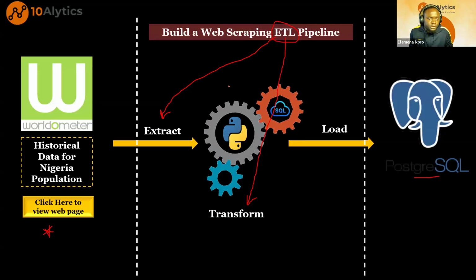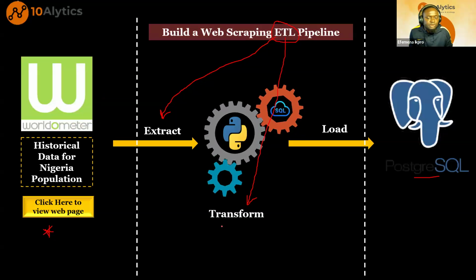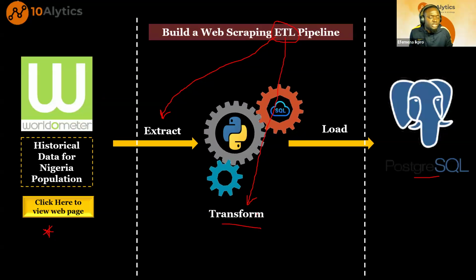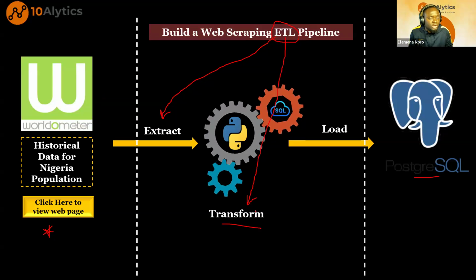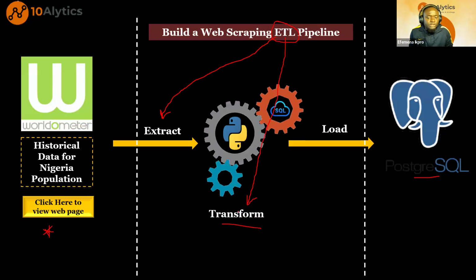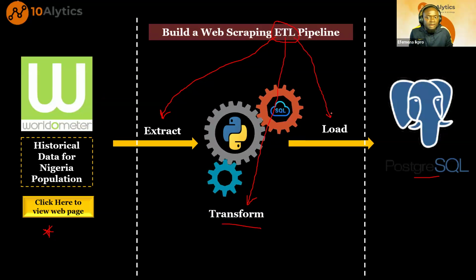That's exactly what we need to do. Even though we are getting the data from the website, we still need to clean it up. That's the transformation phase. We need to clean it up, make it ready, make it look good. And once we finish cleaning it up, we need to load it into the database.